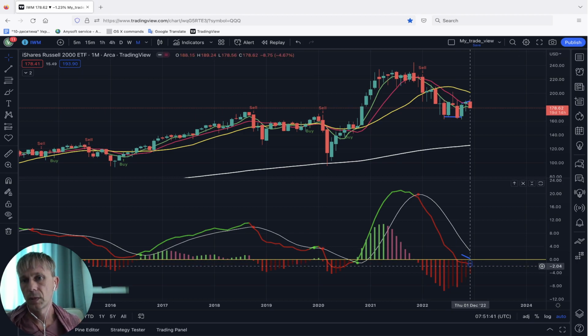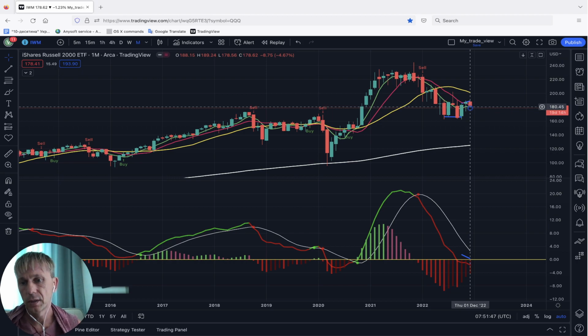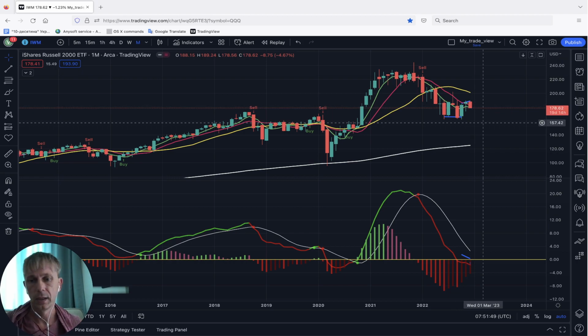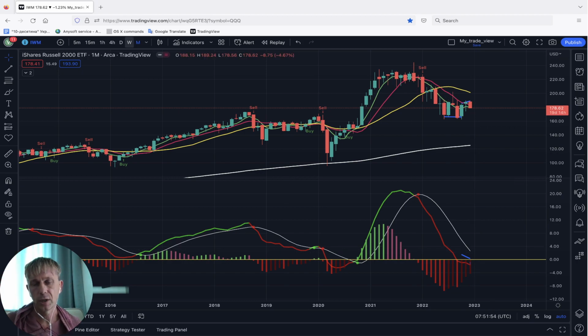And now MA5, maybe it will do a bullish crossover. I don't know. Everything is possible. No confirmation yet. No confirmation on MACD. Still bearish monthly. Weekly, let's check weekly.